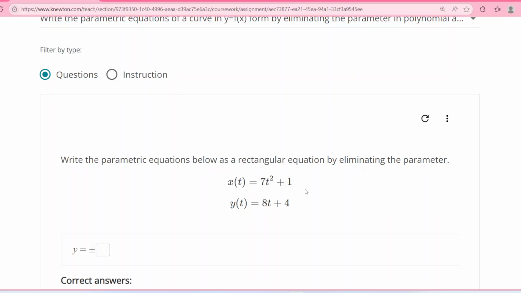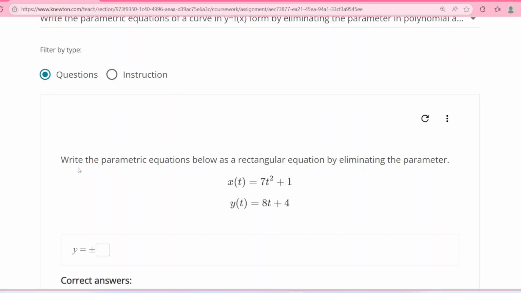But before I get into the question, I would suggest, as I do with all these videos, if you're somewhat familiar with the concept of eliminating the parameter in parametric equations, pause the video, try to work it out yourself first, and then come back, watch me do it, and compare your work to mine, see how you're doing, see how you're grasping things.